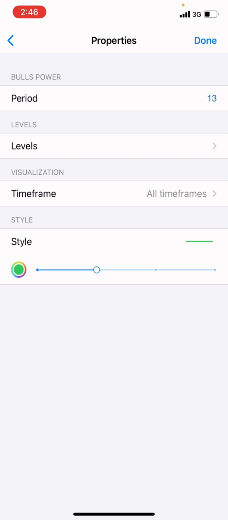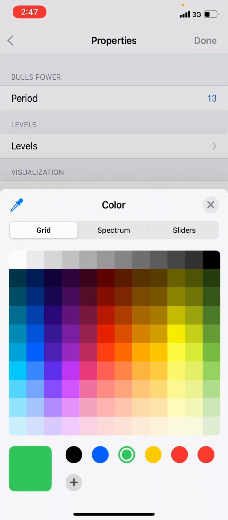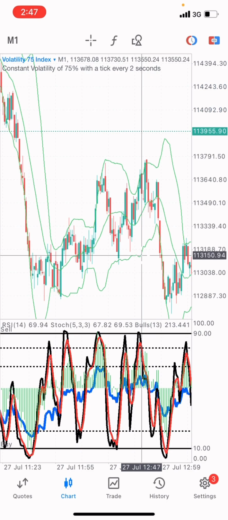Okay, the period on 13. The levels, you don't add any levels right there. The style is going to be on 2 pixels. The color is going to be green, just as you can see right here. Then you click on done. Okay, perfect guys, perfect. So this is the setup for this Volatility 75 easy strategy.